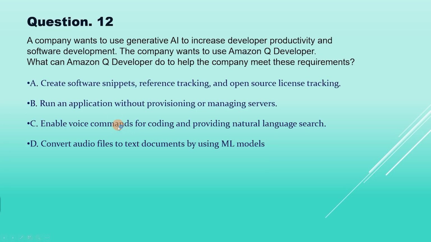So I am going to reveal the correct answer here. The correct answer here will be option A, create software snippets, reference tracking and open source license tracking. This is because Amazon Q Developer is a generative AI tool designed to assist developers by increasing productivity. It helps in generating software snippets, automating reference tracking and managing open source licenses, which directly benefits the software development lifecycle.